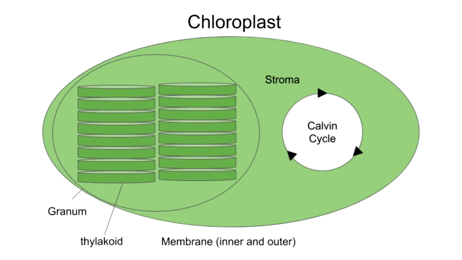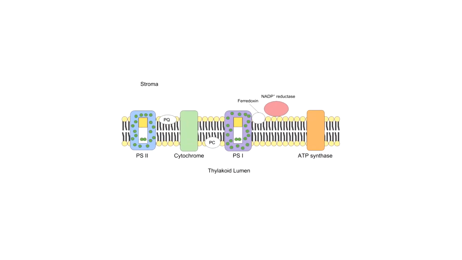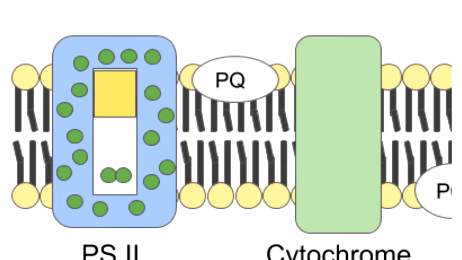The chloroplast is composed of several areas. One is the thylakoid, which is a membrane-enclosed structure, and the other is the medium around it, which is the stroma. The first part of photosynthesis, the light reaction, takes place in the membrane of the thylakoid. The first stage of the light reaction takes place in photosystem 2. A photon of light is absorbed by a molecule of chlorophyll, raising an electron into a higher energy level.